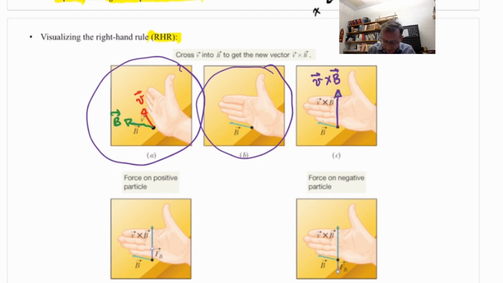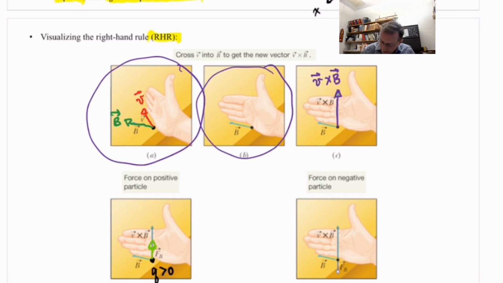There's still another step. You have to ask, is this particle's charge positive? Remember, it's a particle. It's got Q. Is that particle positively charged? Then the direction of the magnetic force is the same as the direction of V cross B. There it is.